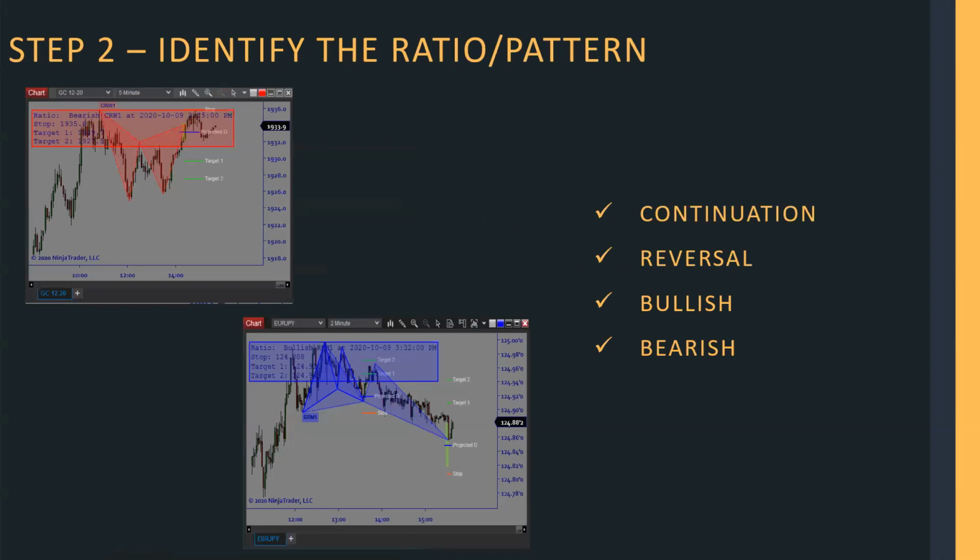Identifying the pattern is done automatically. You have nothing to do as an individual trader. You need to let the software do its work. Let it do the heavy lifting. This is not a human thing. This is an algorithm thing.